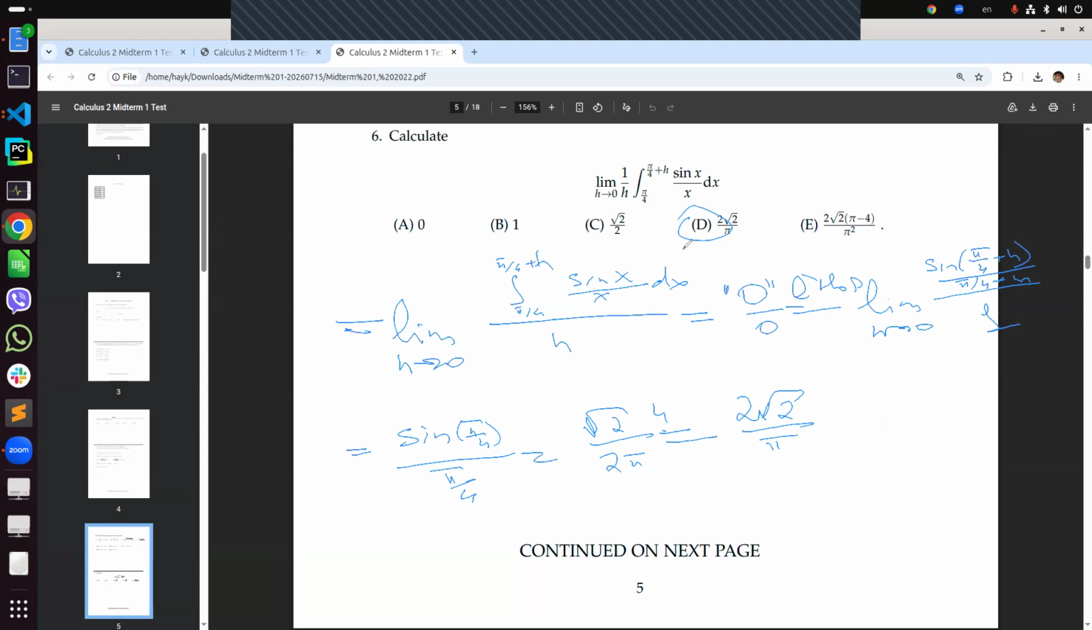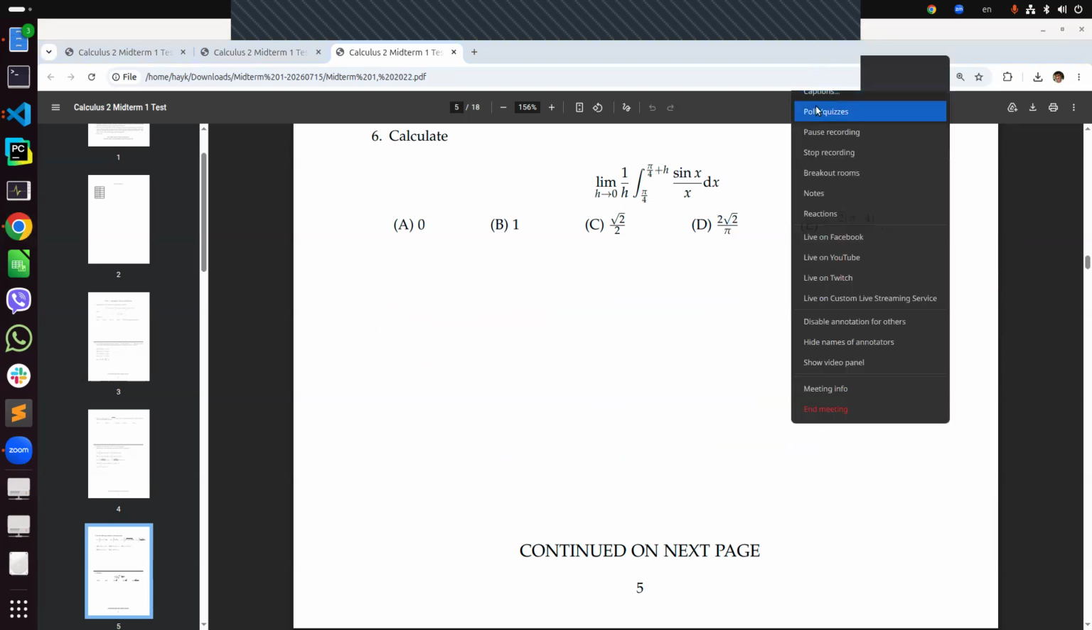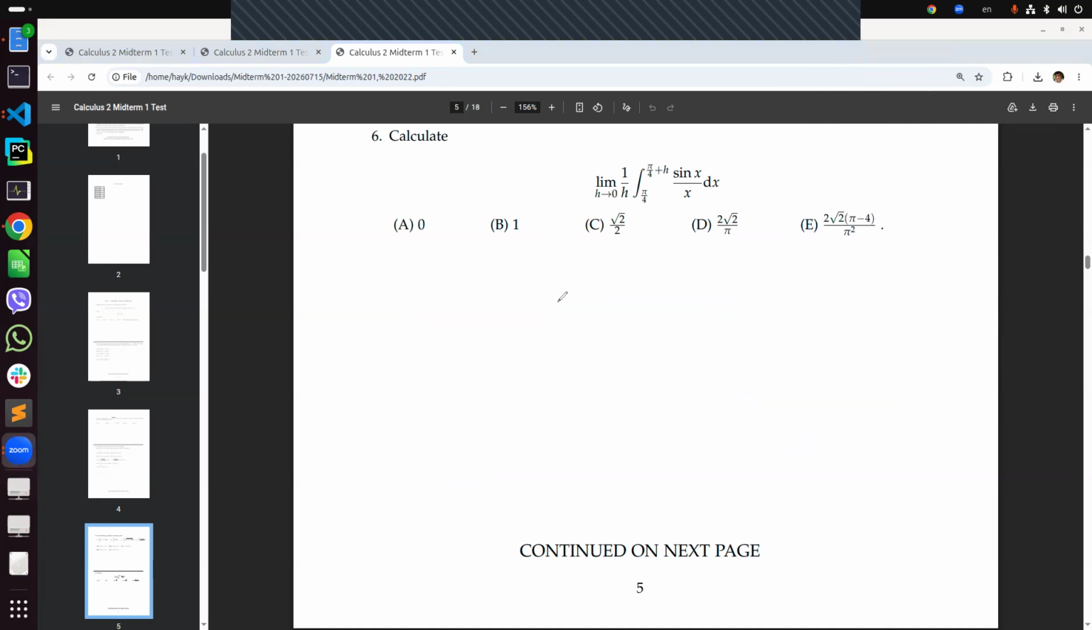Okay? So here the trick was L'Hopital's rule. And the calculation of the derivative is not complicated if we remember the fundamental theorem of calculus.